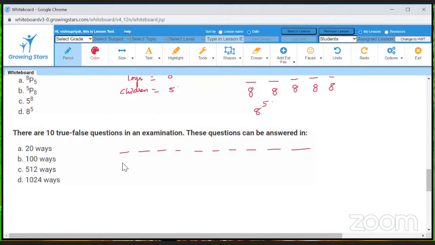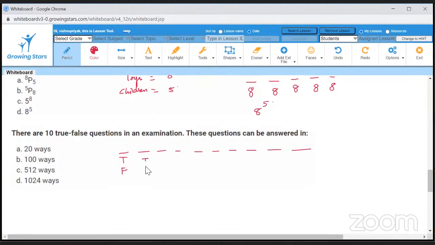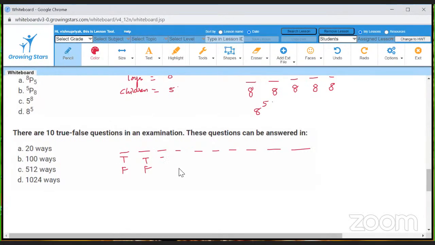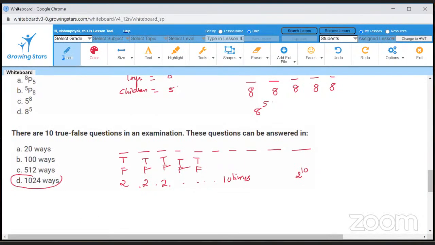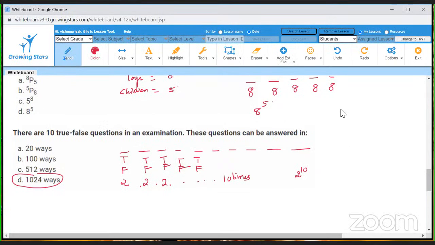First question, you can answer true or false. Anything you can answer. They did not say that all the questions need not be true, all need not be false, or some are true and some are false. They did not give any condition. So, 2 ways, 2 ways, 2 ways, like that 10 times, which will be 2 power 10. And what is 2 power 10? 1024.